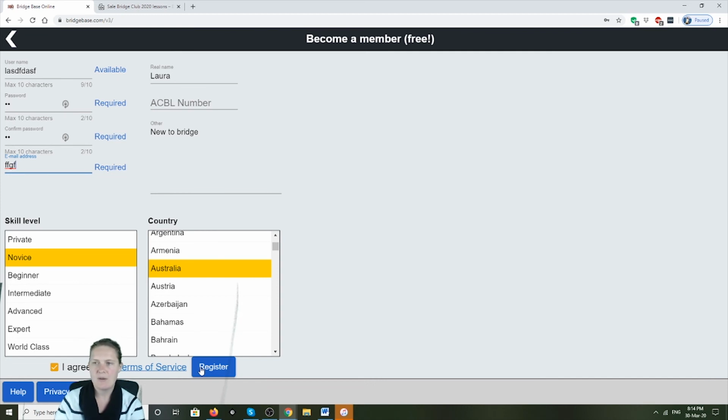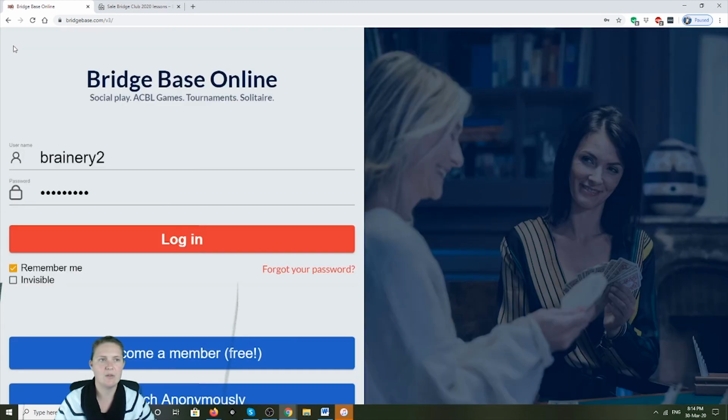Now, if you click on that register button, what's going to happen is you will have a Bridgebase Online username. One thing I probably should have mentioned before you get to this point is write down that username, and also write down your password, or store them in your phone, or store them on your computer, just somewhere that you can go back to them to know what your username and password is. Now, when you do this, I believe you're automatically logged into Bridgebase.